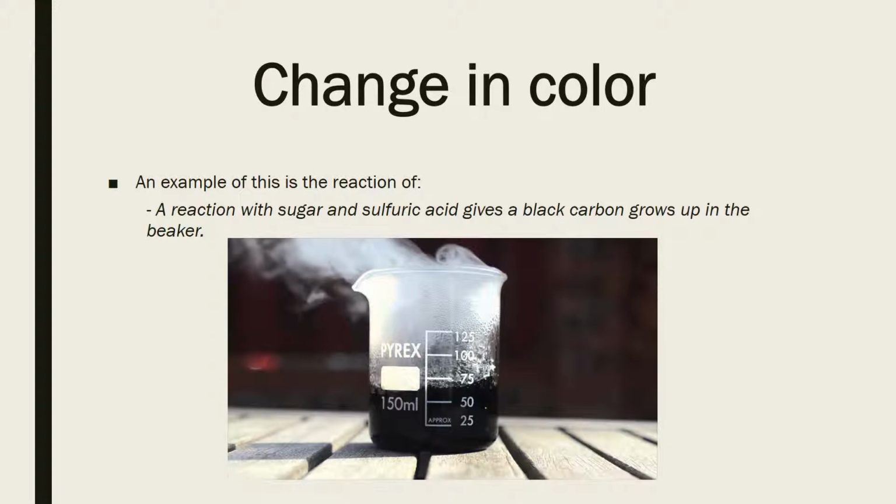Change in color. So an example of this is when we add sugar with sulfuric acid. This gives a black carbon which grows up in the beaker. So as we can see in the image here, it contains a black carbon which grows up in the beaker.